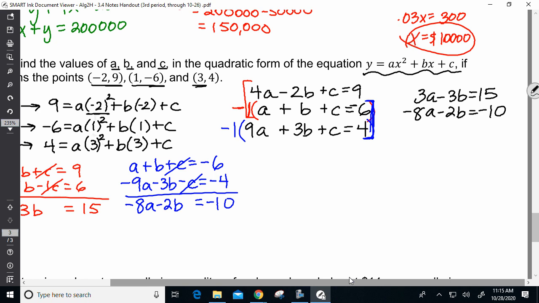Alright, so we still gotta solve for something. There's nothing times 3 that will give me 8. There's nothing times 2 that will give me 3. So I gotta force them to work.